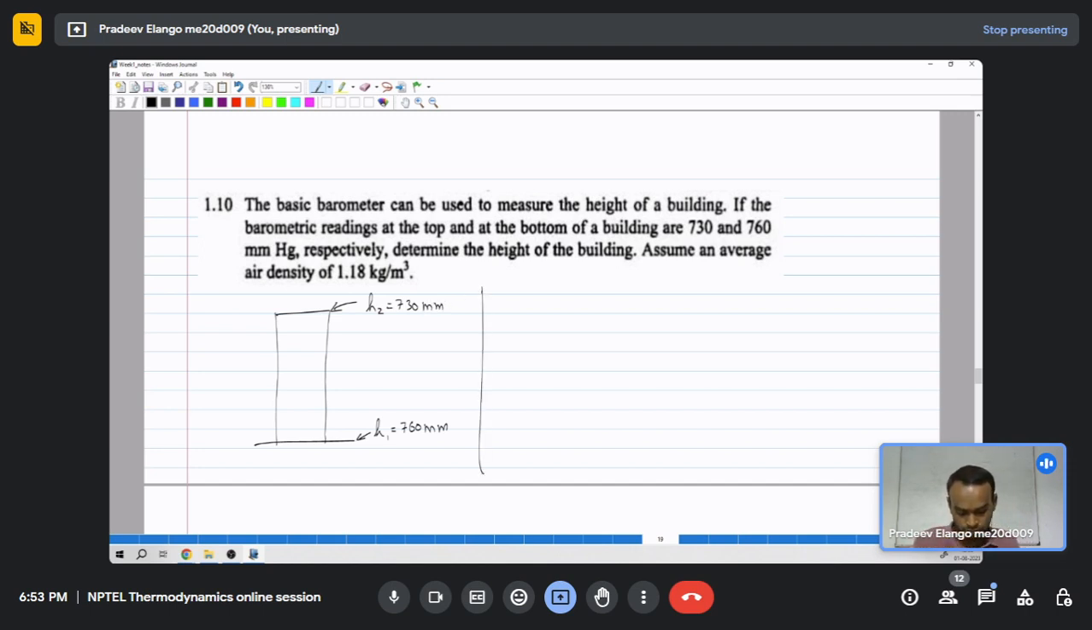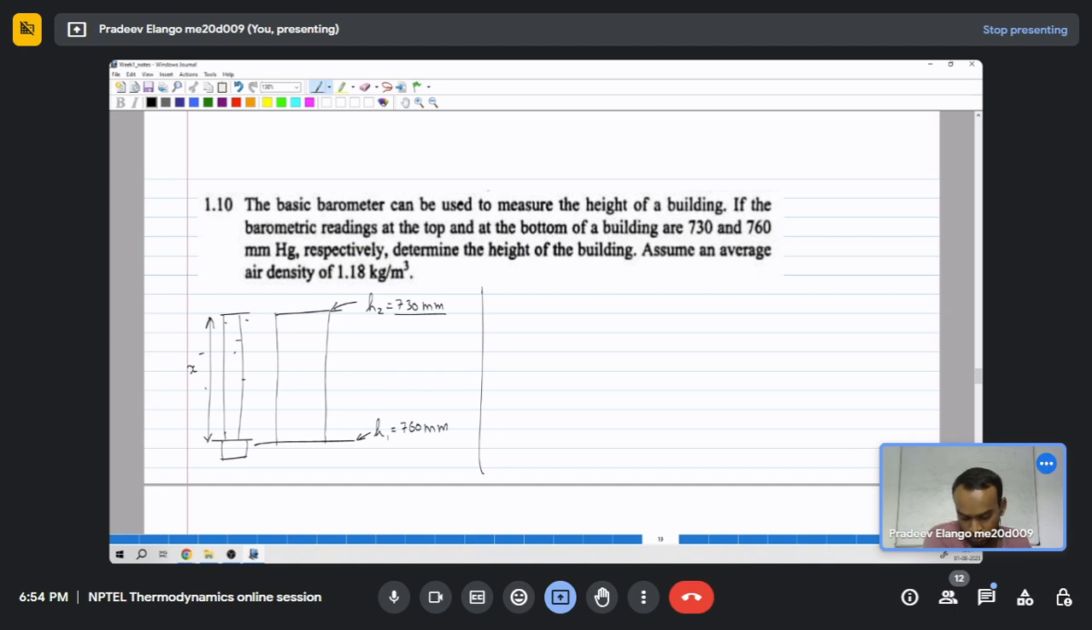So the cause for this pressure change is the air that is present in the atmosphere. Right? So this air, at this height, is present. Maybe this height I take it as x, and when you measure at the bottom, this x height of air is also added to this pressure. But when you go to the top of the building, this air column height is not felt at the top of the building, and that is why you see a lower pressure in the mercury column.